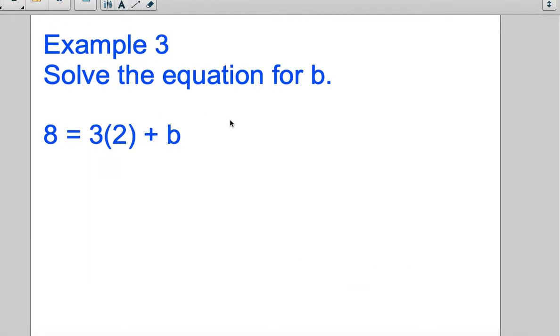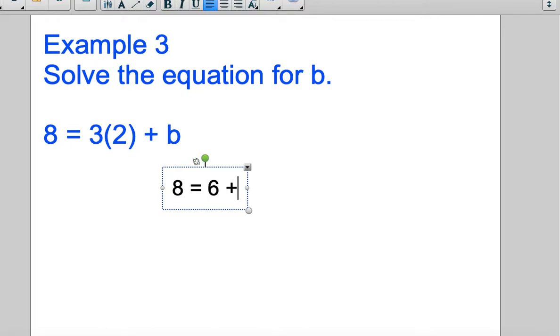So example 3 says solve for b. When we have an unknown in an equation, we're basically going to solve for that unknown. And you guys have solved equations before. So if we're going to solve this, this would be 8 is equal to, and then you're going to multiply the 3 and the 2, which would be 6, and then we haven't done anything with our plus b yet, so that just stays there.